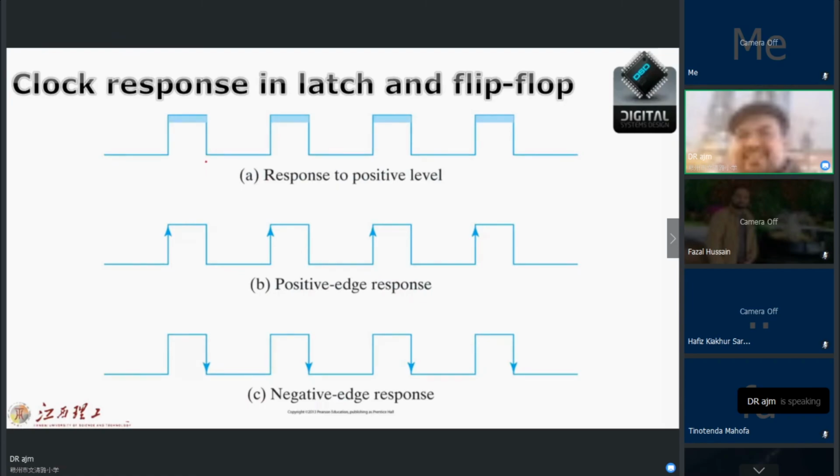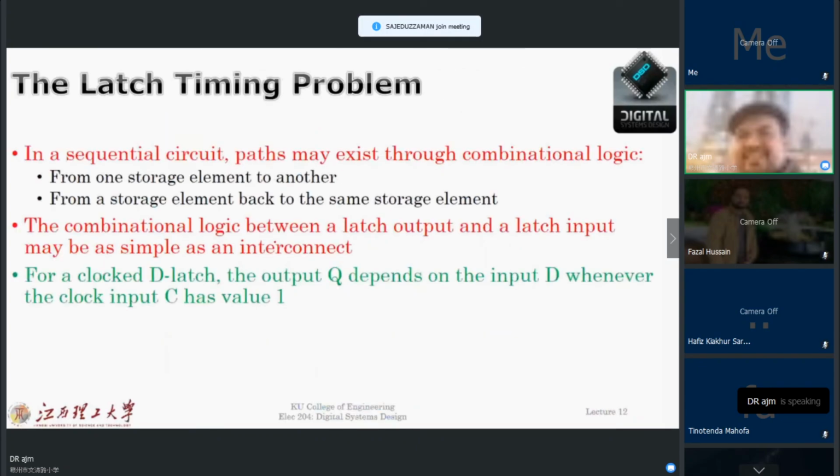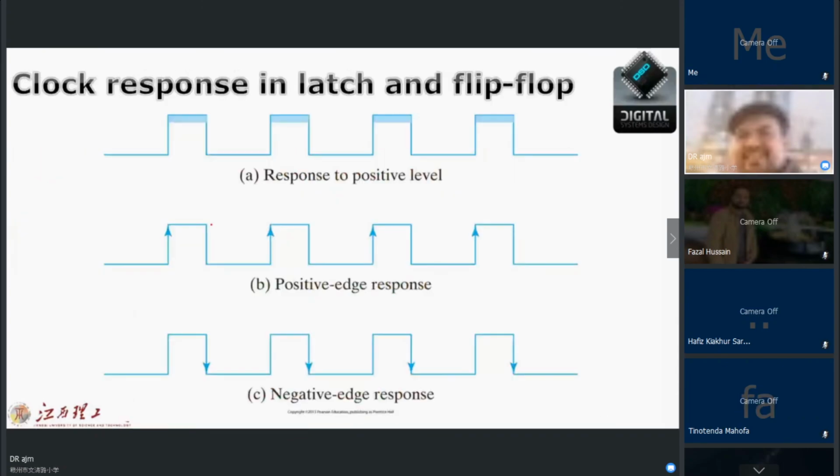Here is exactly the triggering for the flip flops that we discussed last part, depending on the level, depending on the edge, with the positive and negative time. And you know that the performance of our flip flops is based on exactly this timing diagram.